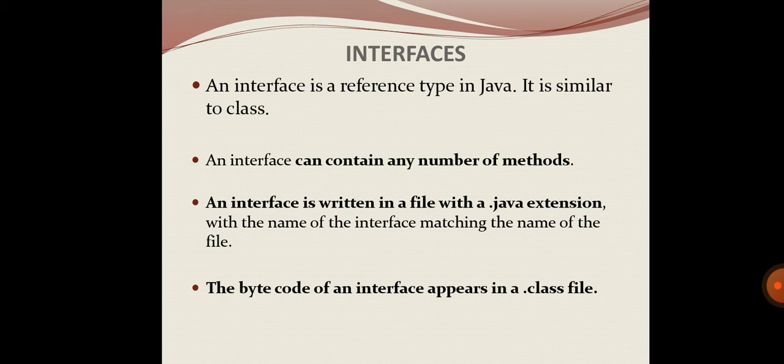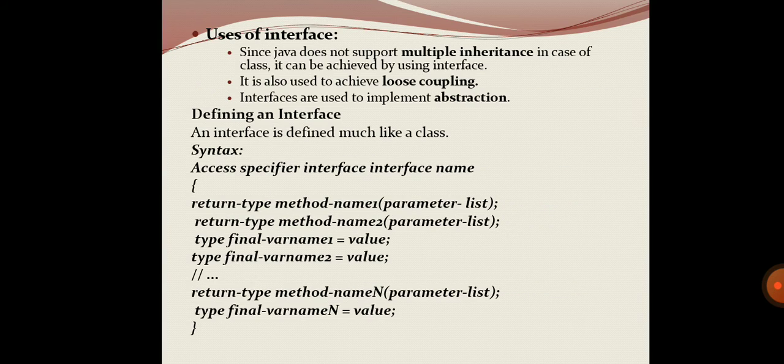The interface appears in a package, and the corresponding bytecode file must be in a directory structure that matches the package name. The next is the uses of interface. Since Java does not support multiple inheritance, using interface we can achieve it. It is also used to achieve loose coupling, and to implement abstraction.